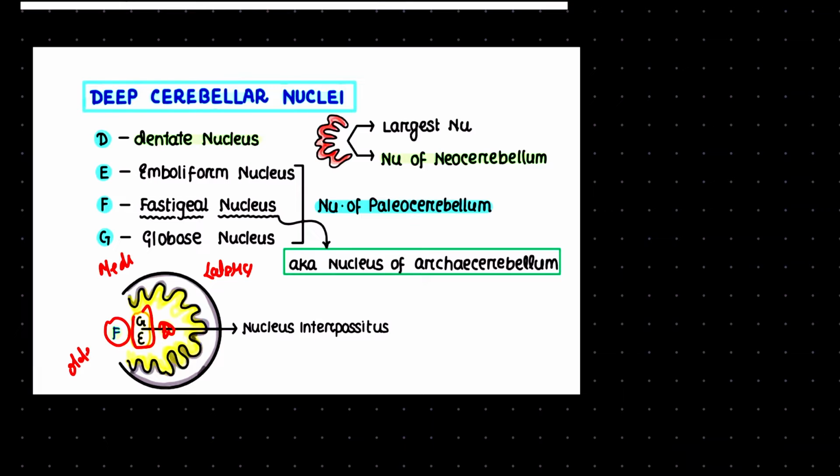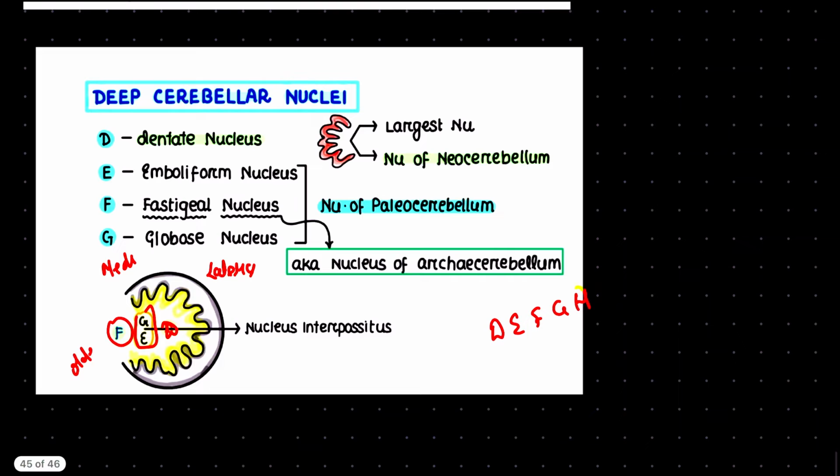Okay, now another thing I would like to mention is how to remember that the globose nucleus and emboliform nucleus are our nucleus interpositus. We can write D, E, F, G, H, and I. I means interpositus. Just leave one and then go to G, then from G go to E. We can remember that G and E are our nucleus interpositus.